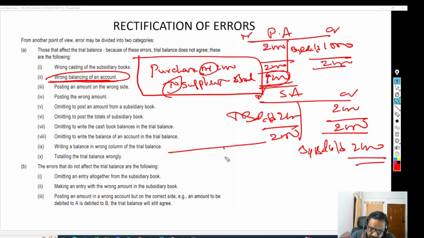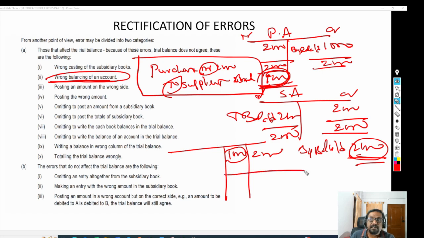So when I prepare the trial balance now, what is my brought down balance in the purchase account? 1,000. That will come on the debit side because it is wrongly balanced as 1,000. So 1,000 will come to the debit side of the trial balance because it is a debit balance. The supplier account is having a credit balance. The brought down balance is showing a credit balance of 2,000. See, the trial balance is not tallying. 1,000 is debit, 2,000 is credit. Your trial balance is not matching.